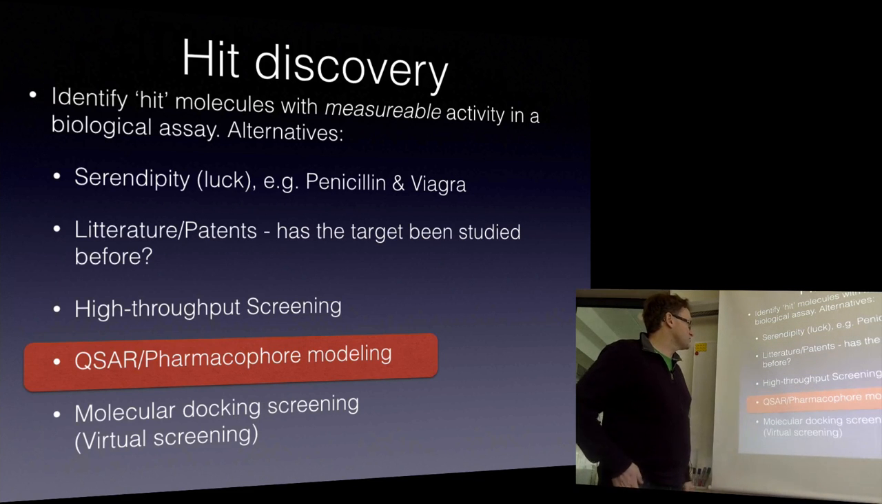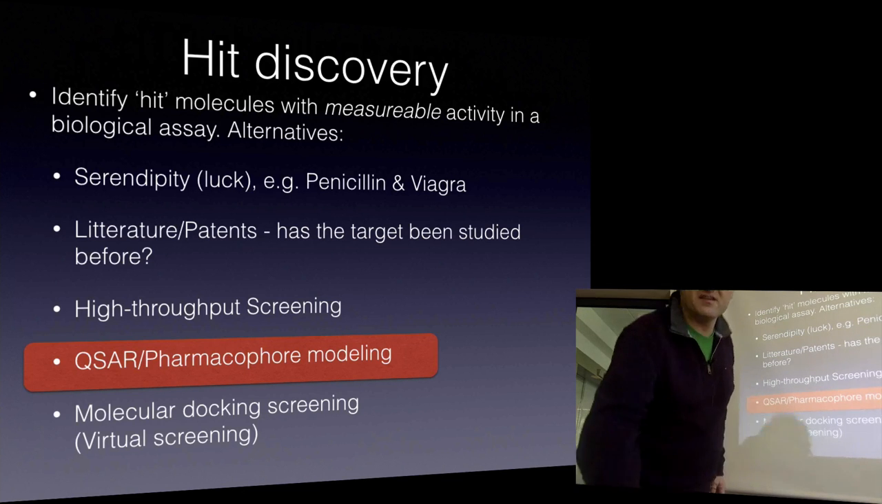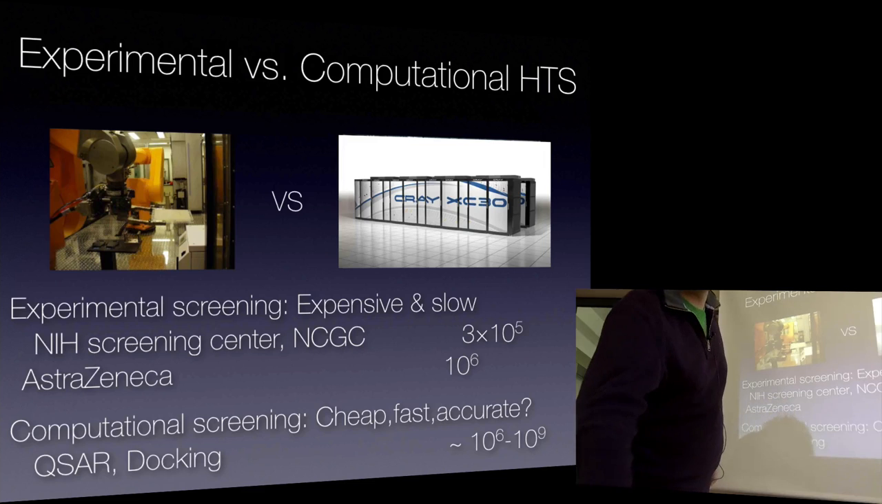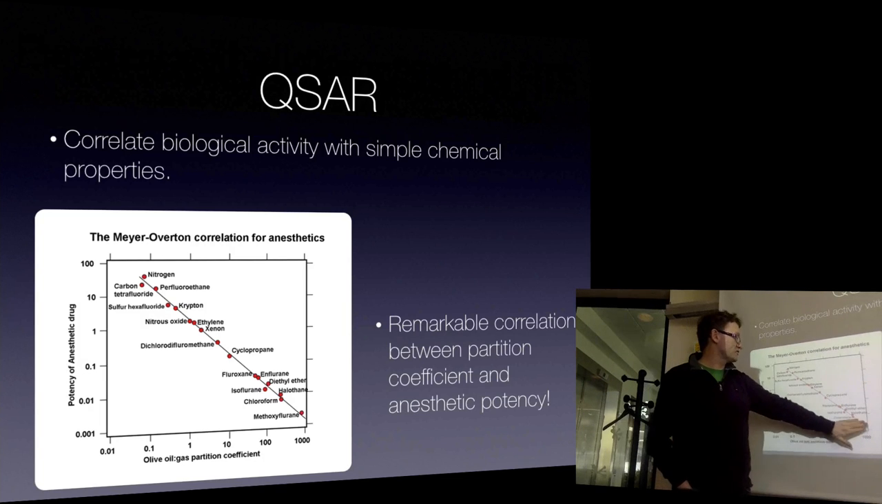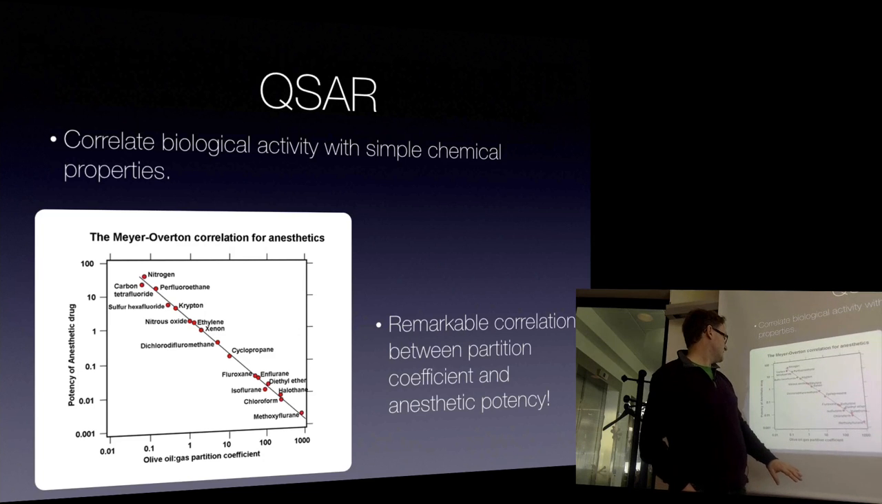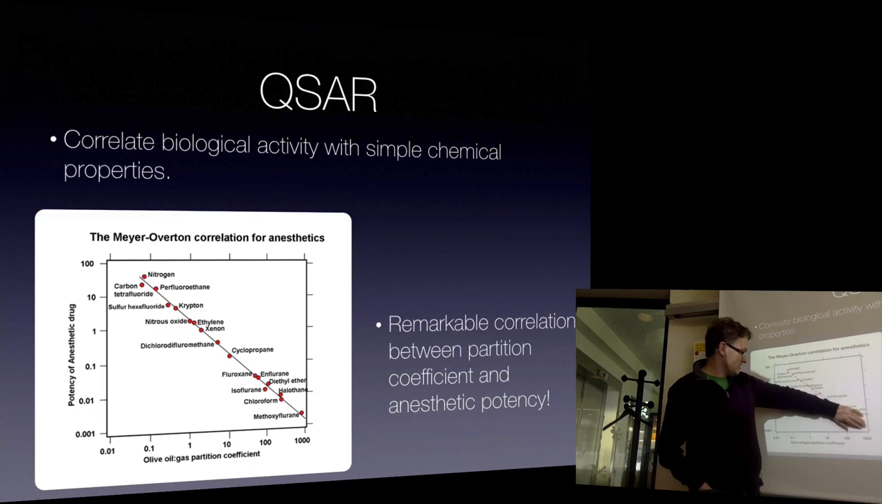Another thing we could do is what you call pharmacophore modeling, or QSAR. I'll show you what that is in a second. I'll come back to that slide in a second. So QSAR, do you remember this plot I showed about the Meyer-Overton correlation of anesthetics? So if you have all these compounds except methoxyflurane, and then you just do a measurement for methoxyflurane and you realize, that's funny. Methoxyflurane has a partition coefficient that would be close to 1,000.